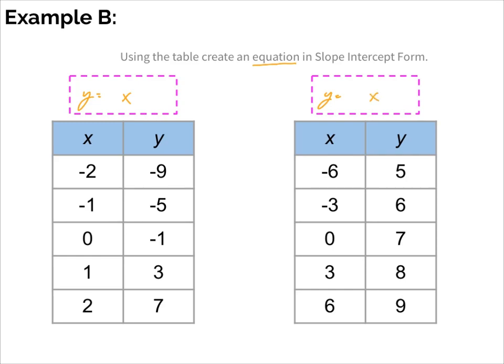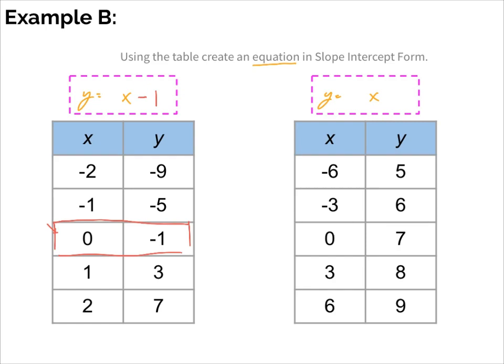So let's start with our y-intercept because that's a lot easier in our table. Remember, the y-intercept is going to be where it crosses the axis. So wherever x is 0, that's going to be our y-intercept. So here, our y-intercept is 0, negative 1. So we know the end of our equation is going to be minus 1.